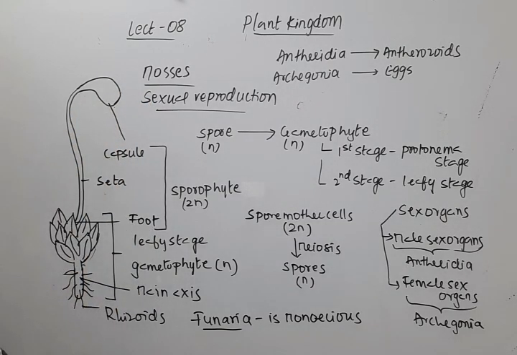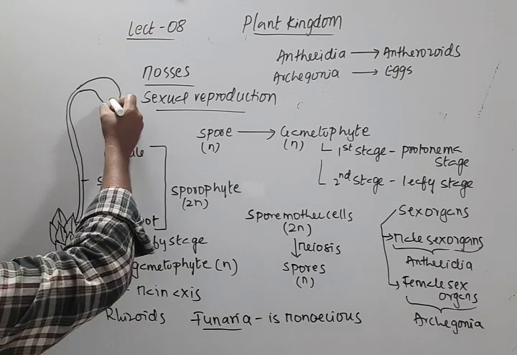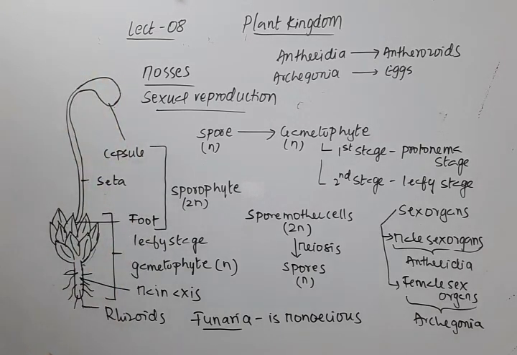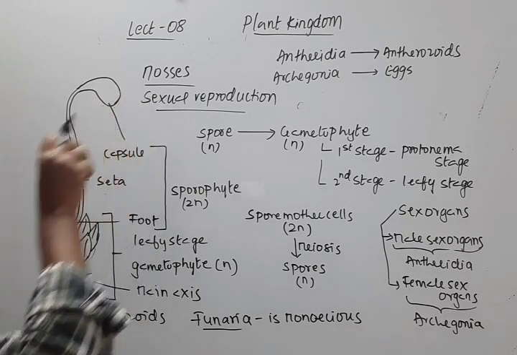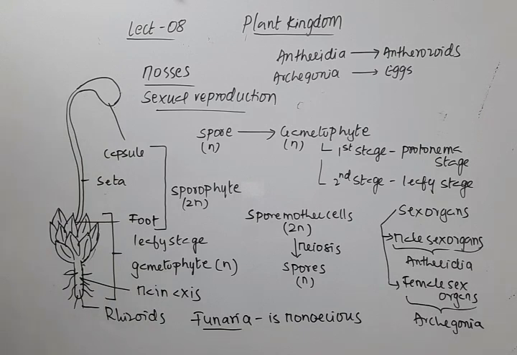Unlike in liverworts, where the capsule just splits open and releases the spores, in mosses the capsule has a cap and there is a mechanism. As I told you, mosses are more developed when compared with liverworts, so they have a mechanism to disperse the spores. So that's about the sexual reproduction in mosses.